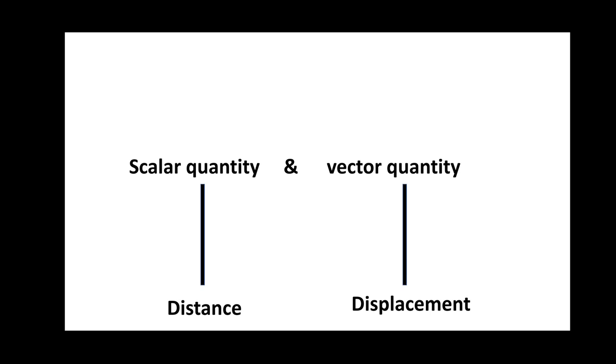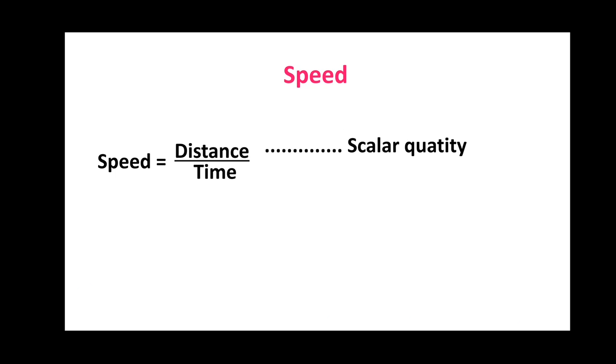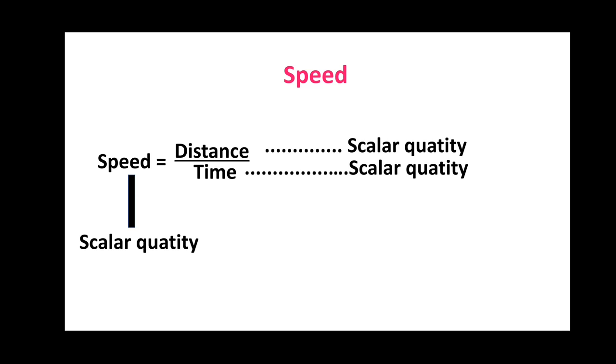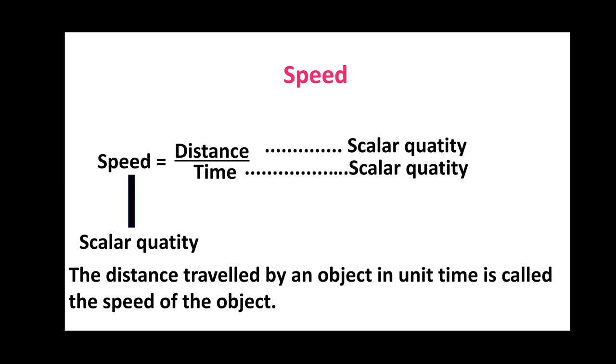Now let us discuss about physical quantity speed. We know that speed is equal to distance divided by time. Here, distance is a scalar quantity and as time is not mentioning about any direction, time is a scalar quantity. Since both the distance and time are scalar quantities, speed is also a scalar quantity. We know that the distance traveled by an object in unit time is called the speed of the object.